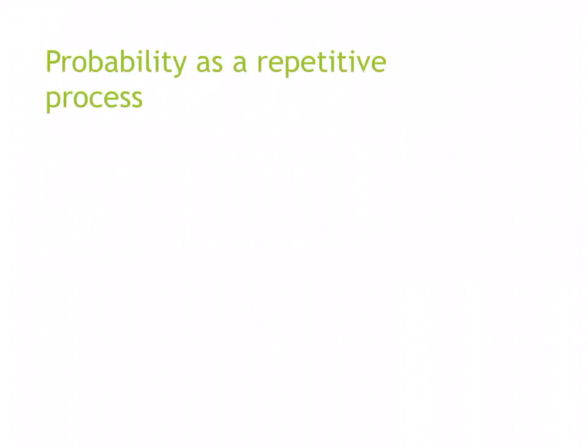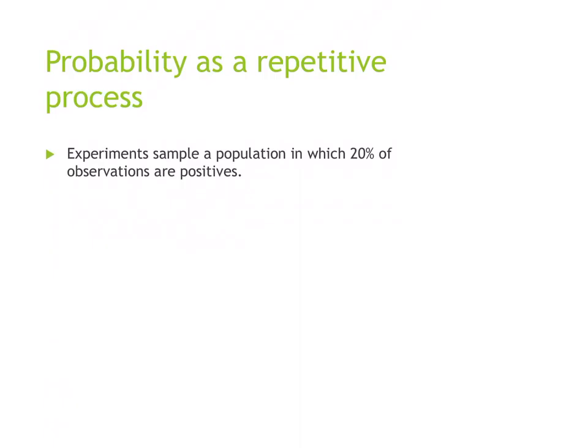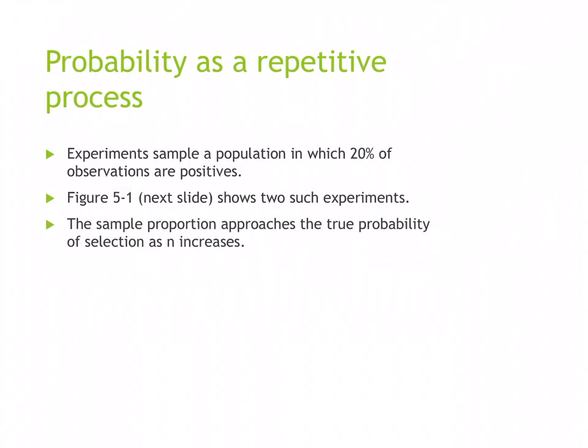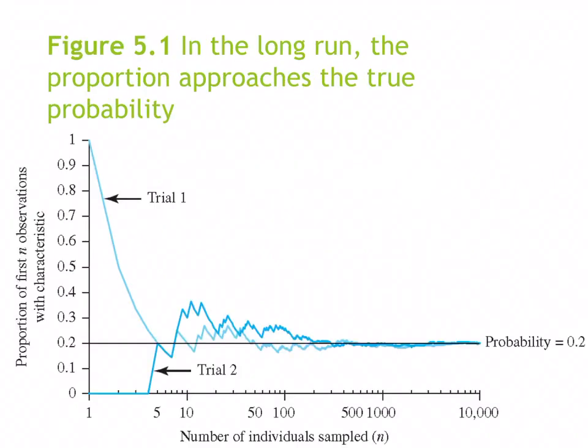Probability as a repetitive process. The experiment samples a population in which 20% of observations are positive. Figure 5.1 in the next slide shows two such experiments. The sample proportions approach the true probability of the selection as n increases. This slide here is very important to understand. It will be used throughout the course.